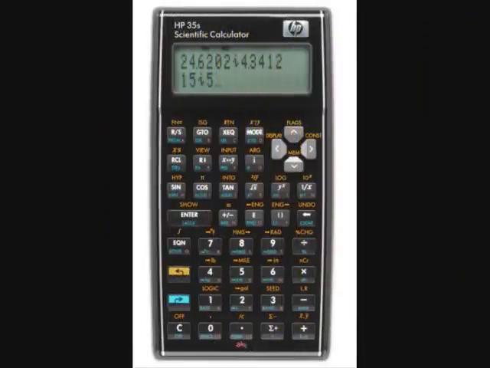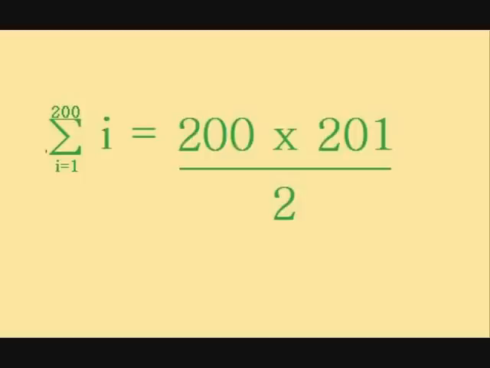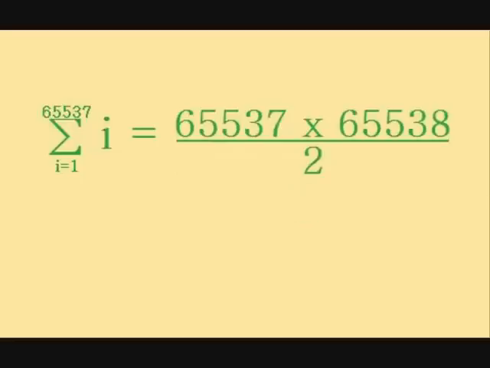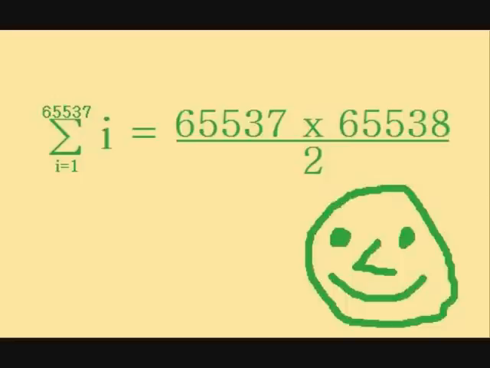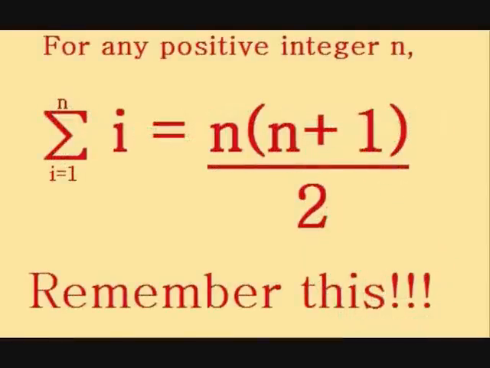The other thing is, this trick doesn't just work for the first 50 integers. We could do it for 100, or 200, or 500, or 2010, or 65,537 if we wanted, and thank goodness, we wouldn't have to key in 65,537 numbers. In fact, we could do this for whatever positive integer we want, and so we obtain this formula. The sum of the first n integers is equal to n multiplied by n plus 1, divided by 2.